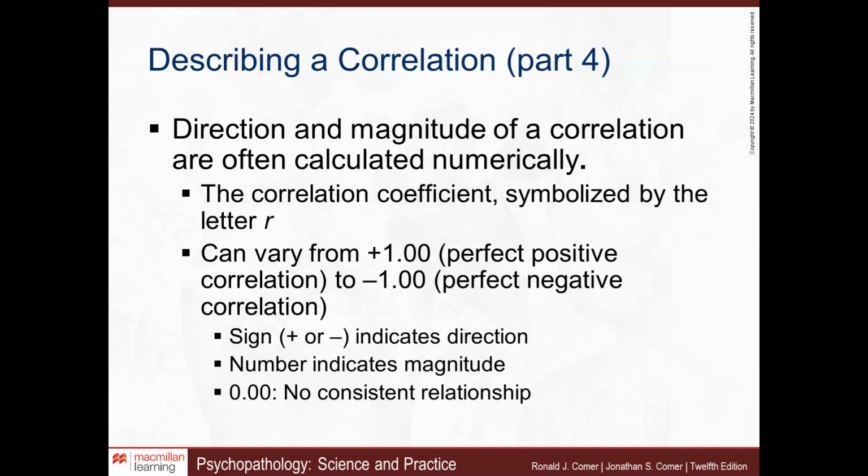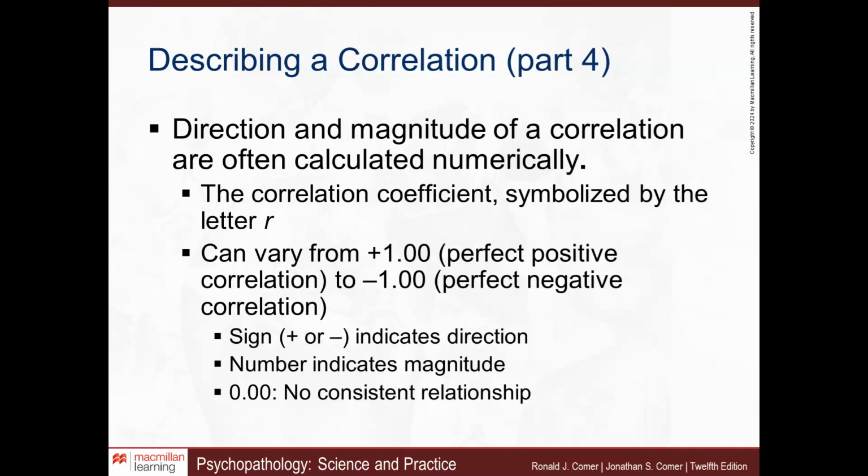So when researchers describe a correlation, they talk about in which direction the line is progressing in the graph, as well as the magnitude of a correlation. And those are often calculated numerically. So there's something called the correlation coefficient that we talk about in this slide.